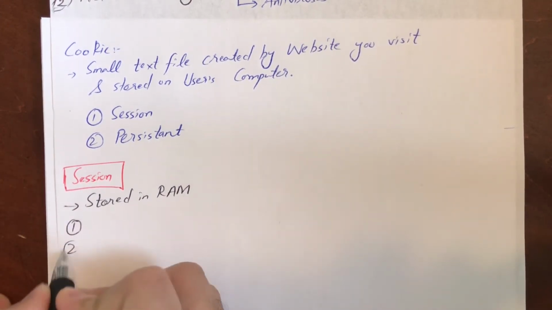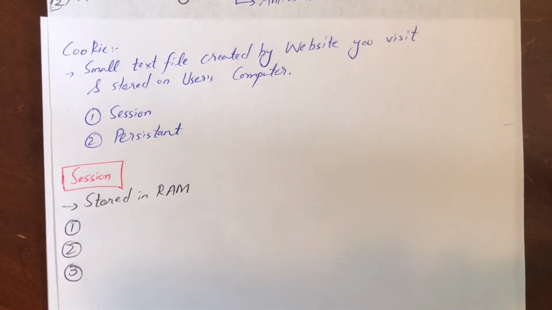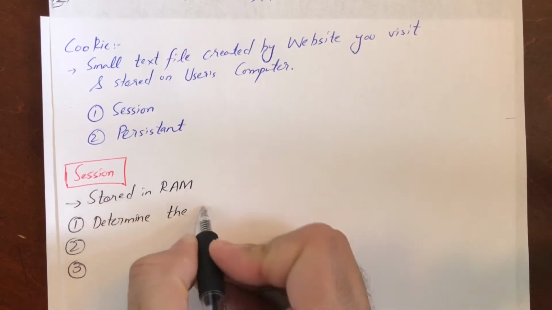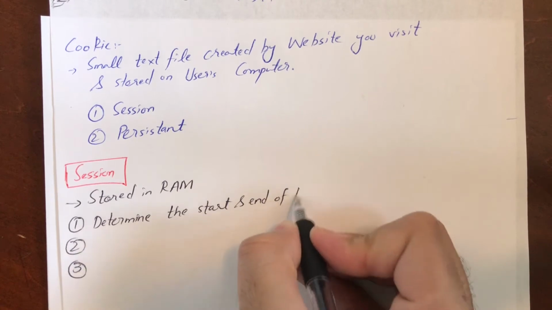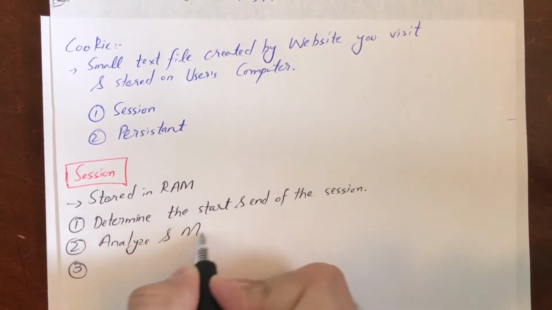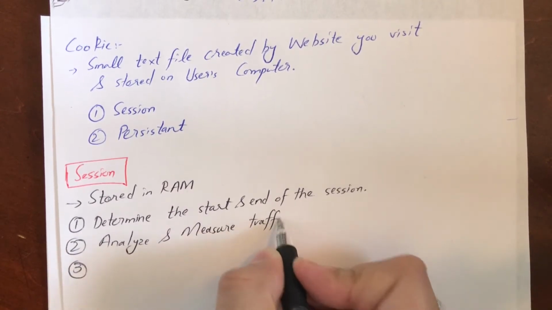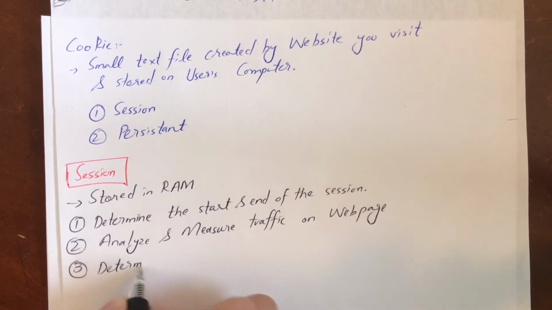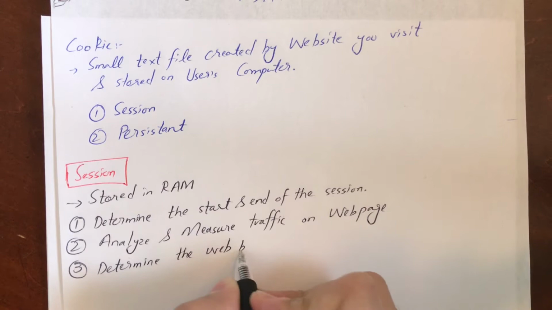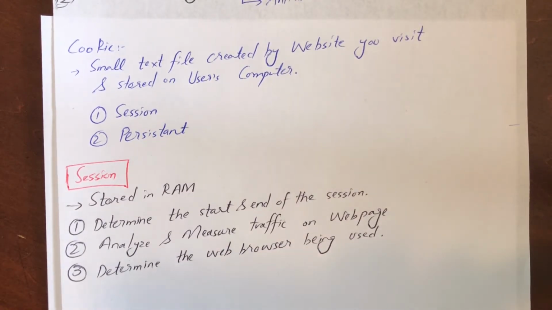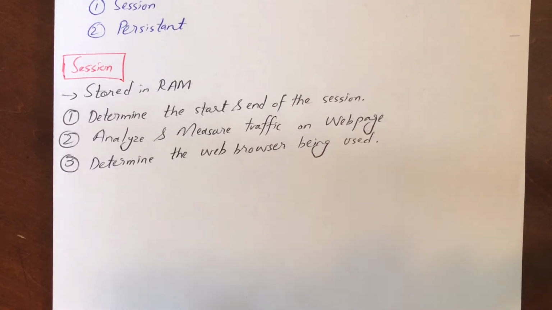Three things that you need to remember about session cookies, which is again important from a quiz point of view as well. First, session cookies determine the start and end of the session, like timings. They also analyze and measure traffic on the web page. Thirdly, they also determine the web browser being used, like Safari, Chrome, Internet Explorer, or maybe Firefox. So these are the things that are stored in session cookies, and once you close your browser or turn off your computer, these things will be gone.